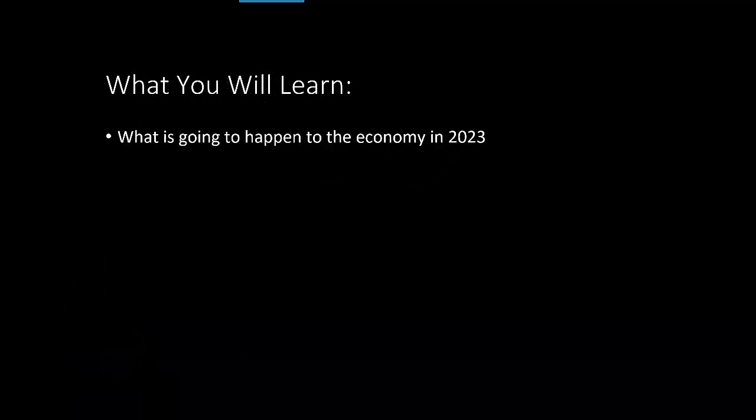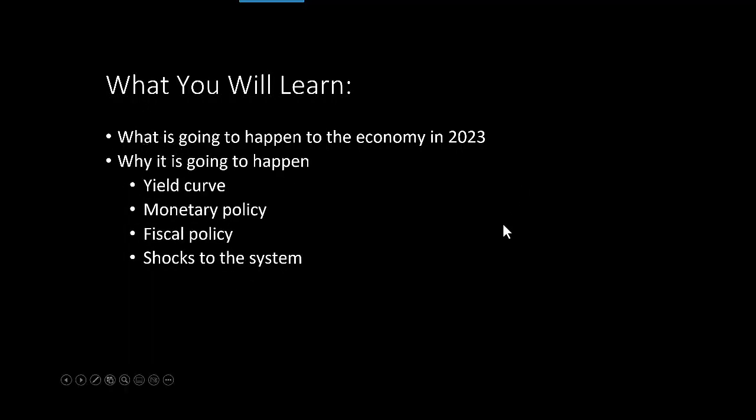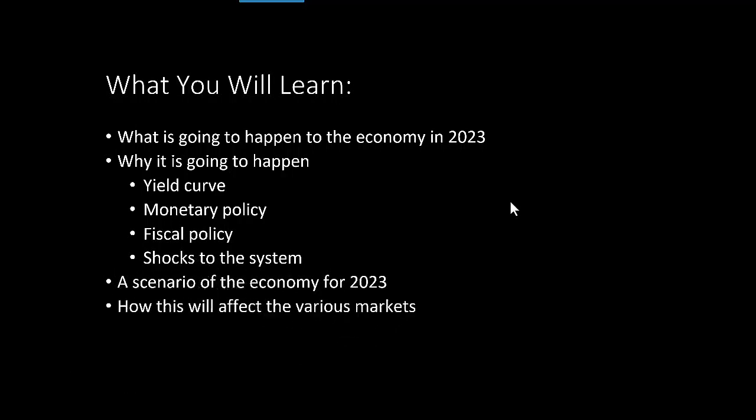So what you're going to learn in this video is some critical aspects to making money in the market. First of all, what's going to happen to the economy in 2023? A lot of variations in estimates out there. So we're going to tell you what's really going to happen. We're going to tell you why it's going to happen. We're going to talk about the yield curve, monetary policy, fiscal policy, and we're going to talk about shocks to the system. We're going to also create a scenario of the economy for 2023 and how this will affect all the various markets and how you can make money from it. Of course, we're going to do that. Now, this is video two in a series of videos.